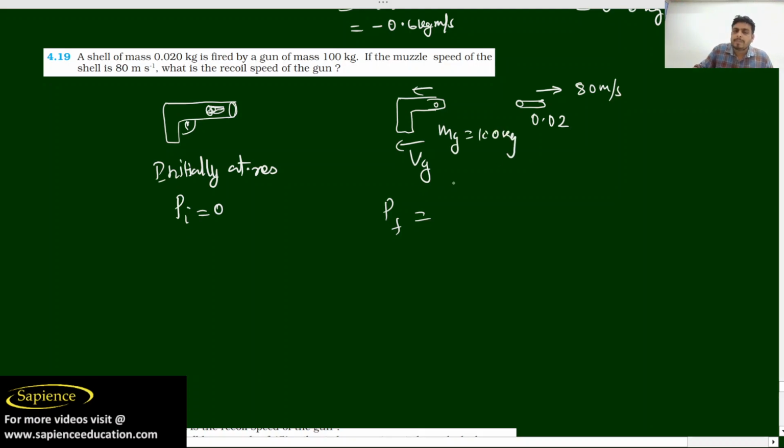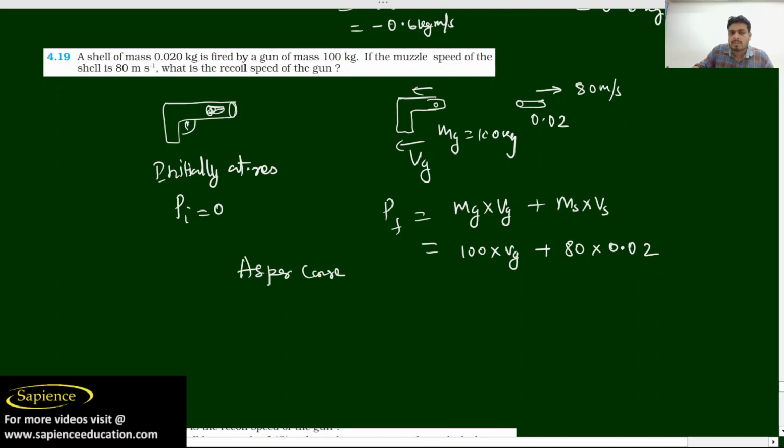So can we write here the total momentum of the system, gun and shell system? I can write mass of the gun into velocity of the gun plus mass of the shell into velocity of the shell. So mass of the gun is 100 into velocity of the gun, Vg, plus mass of the shell, 0.02, into velocity of the shell, which is 80. So this is final.